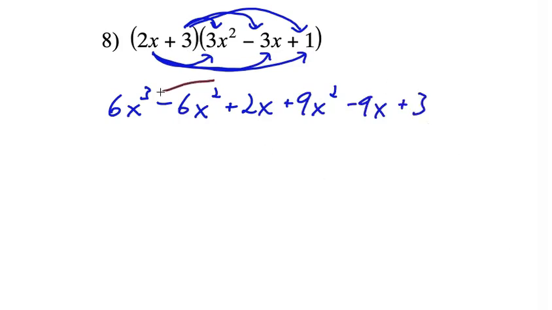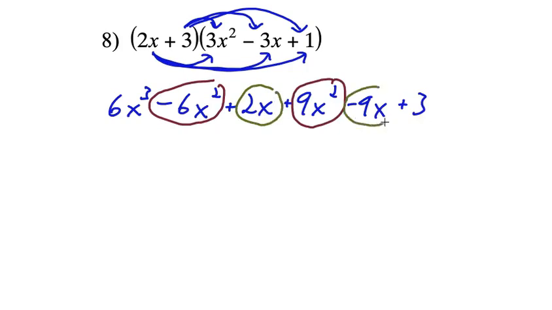Let's look for like terms. We have some x squareds. And we have some x's. And for our final product, we have 6x cubed. See, negative 6x squared plus 9x squared is 3x squared. 2x minus 9x is negative 7x. And the 3 tags along.